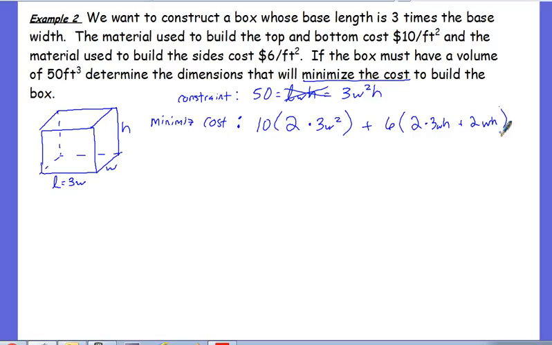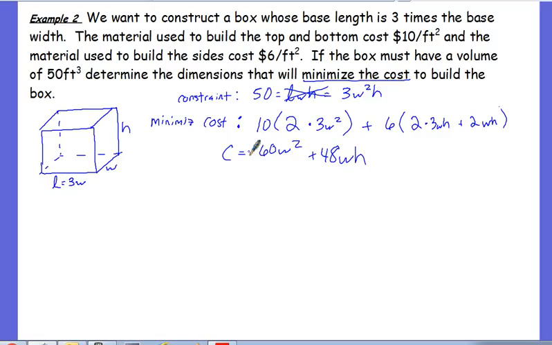Let's simplify this. 2 times 3, of course, is 6, times 10. So I got 60W squared, right? And then can I simplify this one? It would be 2 times 3, of course, is 6WH plus 2WH, which is 8WH, times 6 is 48WH. Good? Are we good? So this is actually my cost function. Okay, in the end, that's my cost. Does everybody see how I built it, though, right? I looked at every piece.